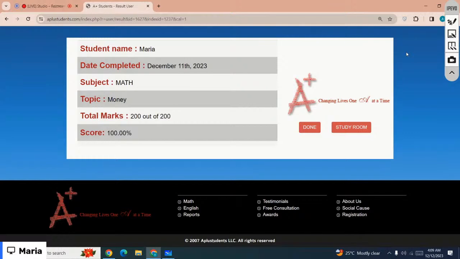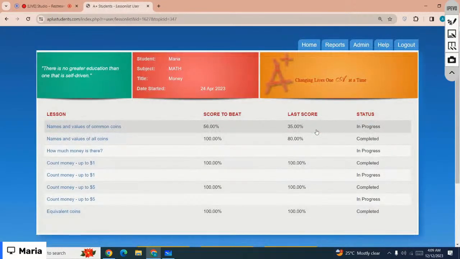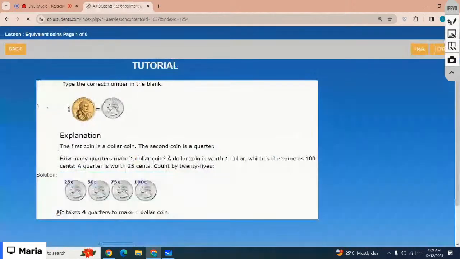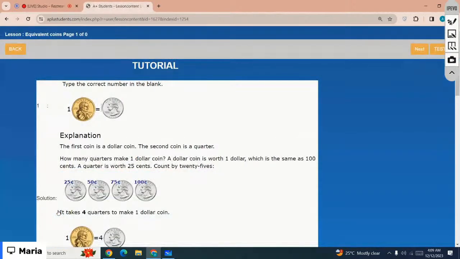Okay, the next one. We are done with the lesson. Let's move on to the next lesson. The next lesson is, I think, equivalent coins. Let's just see which is the next lesson. The next lesson is equivalent coins. Let's start with it. Okay, type the correct number in the blank.